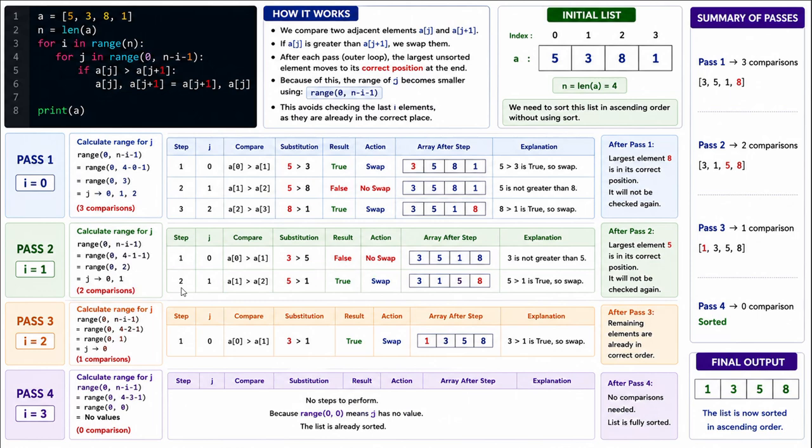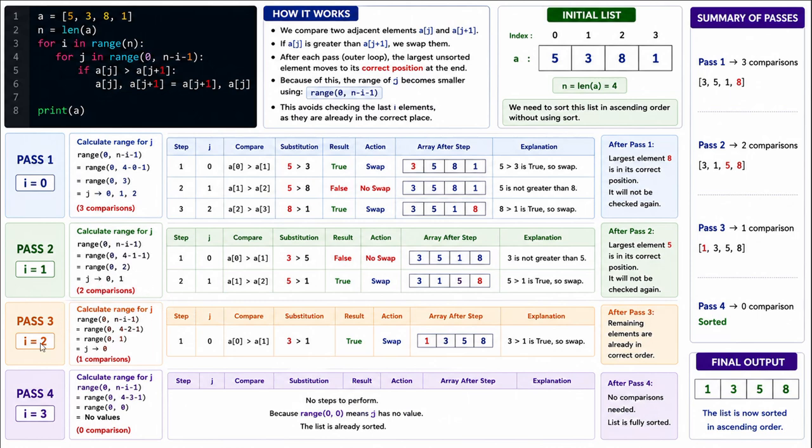Now what is the next step here? Second step, j equal to 1. a of 1 greater than a of 1 plus 1. It becomes 2, so a of 1 greater than a of 2. Let's check here. 5 greater than 1, so it becomes true. So we have to swap them. Now the two comparisons are completed.